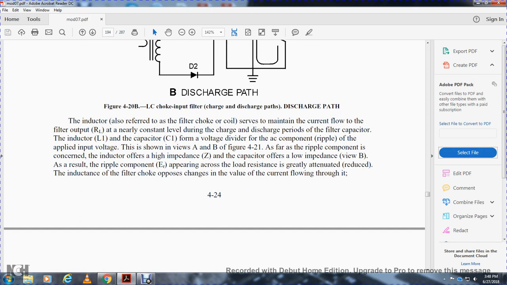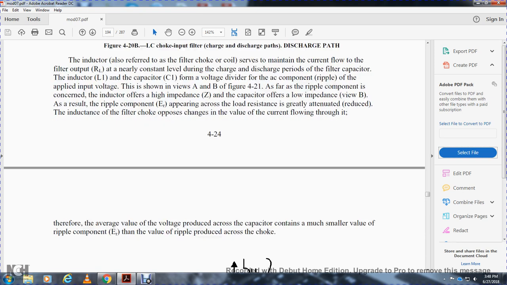The inductor and capacitor C1 form a voltage divider for the ripple component of the applied input voltage, shown in views A and B of Figure 4-21. As far as the ripple component is concerned, the inductor offers a high impedance, while the capacitor offers a low impedance, as in view B. As a result, the ripple component appearing across the load resistance is greatly reduced. The induced voltage of the filter choke opposes any change in the value of the current flowing through it.